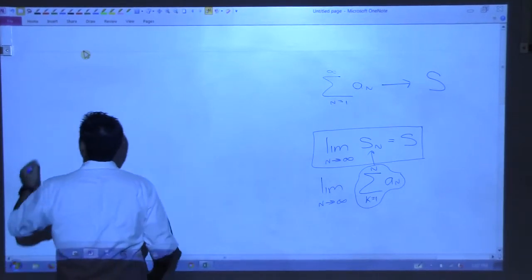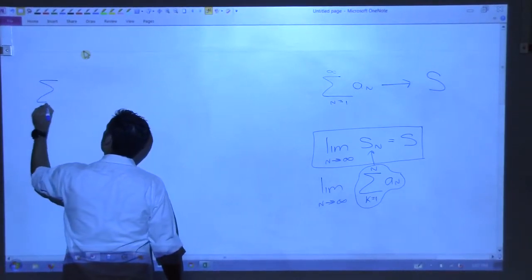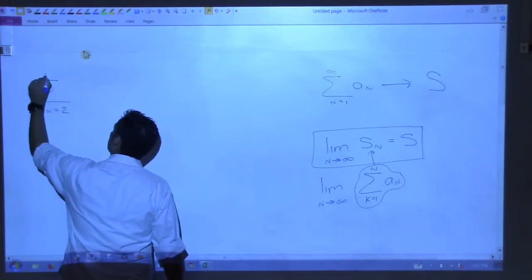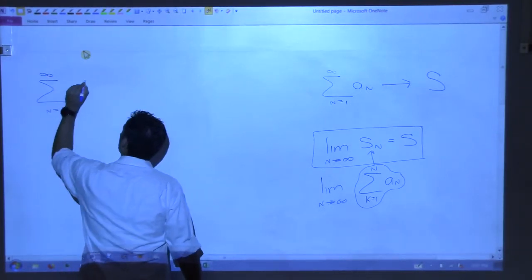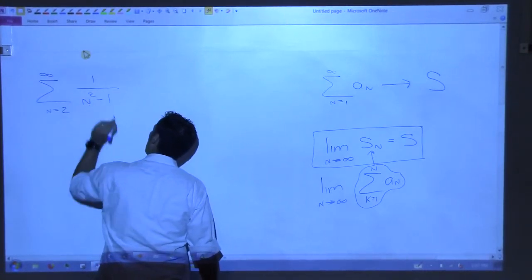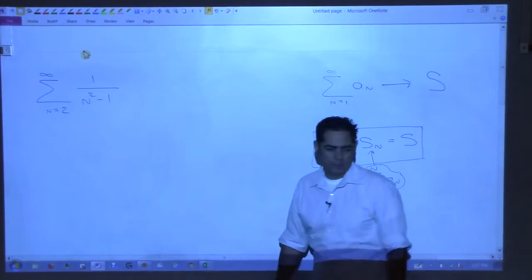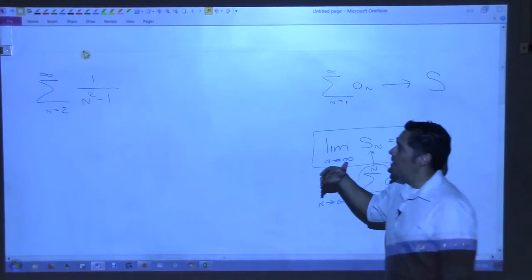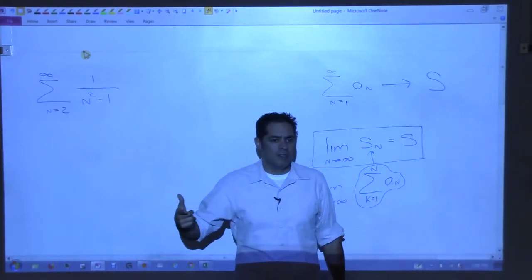So let's take a look at the series sum n equals 2 to infinity of 1 over n squared minus 1. So let's start running through what we know now. Let's first do the nth term test.